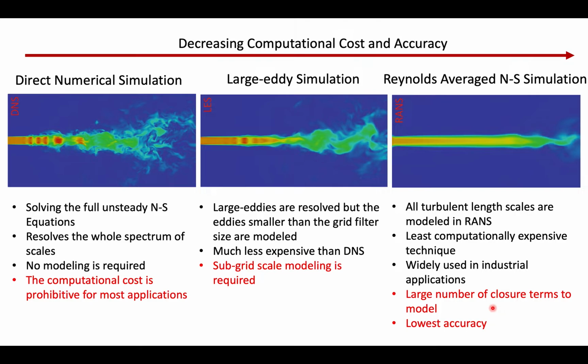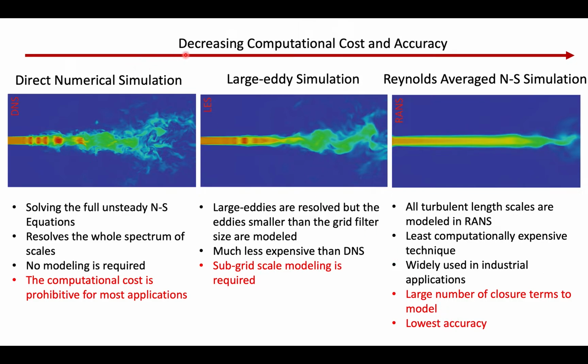You need to determine those constants for different types of flows, like jet flows, boundary layer flows, or other types of flows. This makes it a little bit complicated, because you need to know what type of flow you are simulating and what constants you need to use for this type of flow. And the other disadvantage is that compared to these two methods, it has the lowest accuracy.